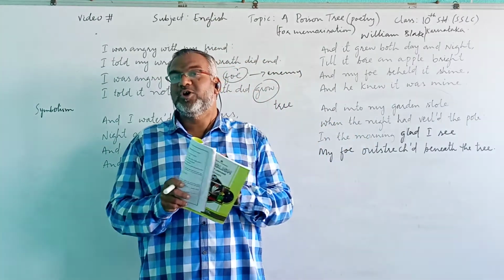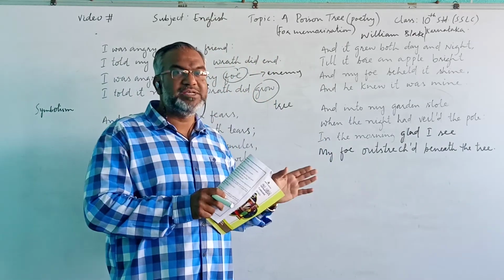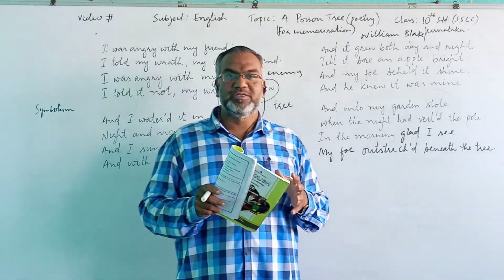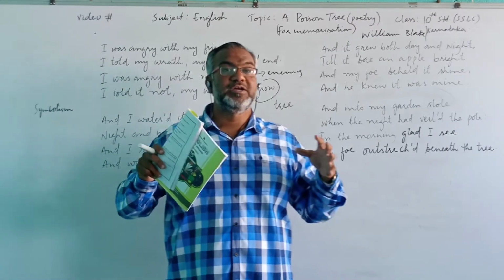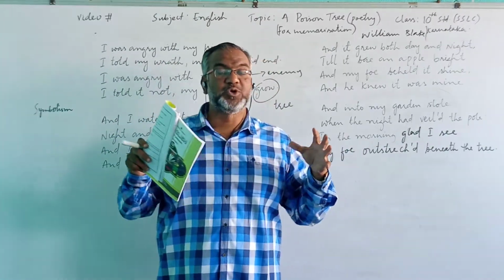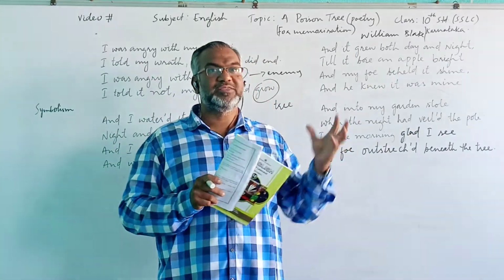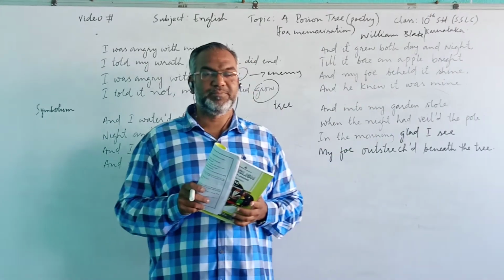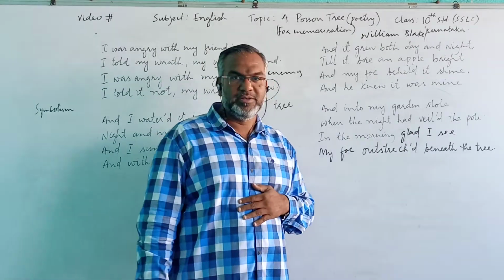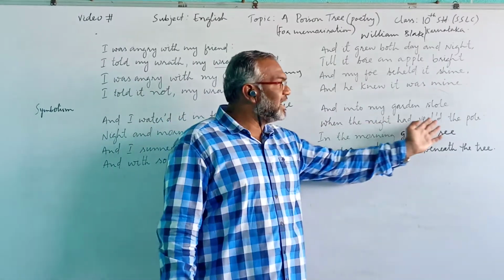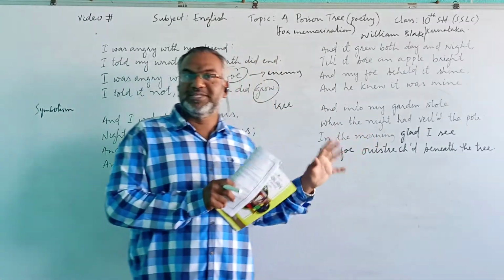The enemy is not at all aware that the apple is dangerous, that it was grown out of fear, out of tears, out of anger, wrath. He simply saw a bright apple. That's what happened. "And into my garden stole, when the night had veiled the pole." And one night, this is all symbolism.